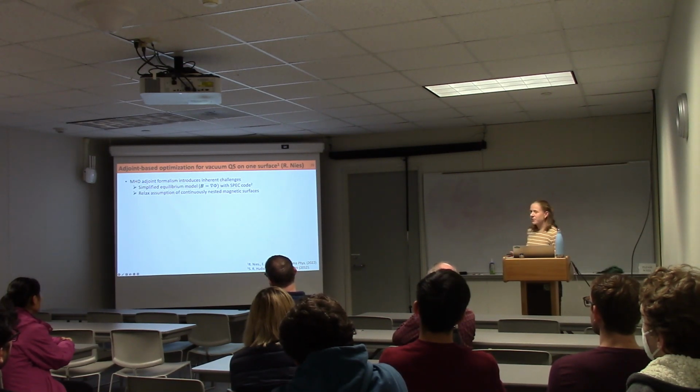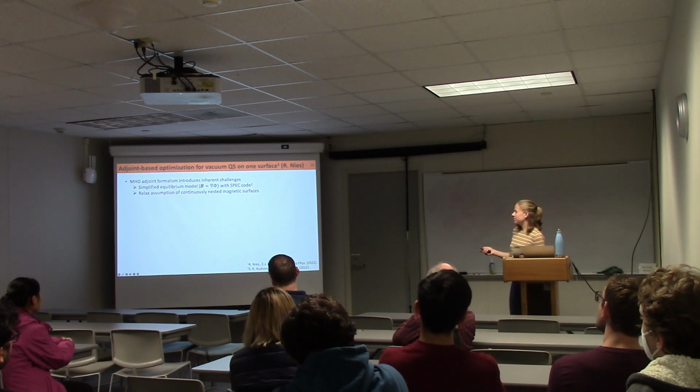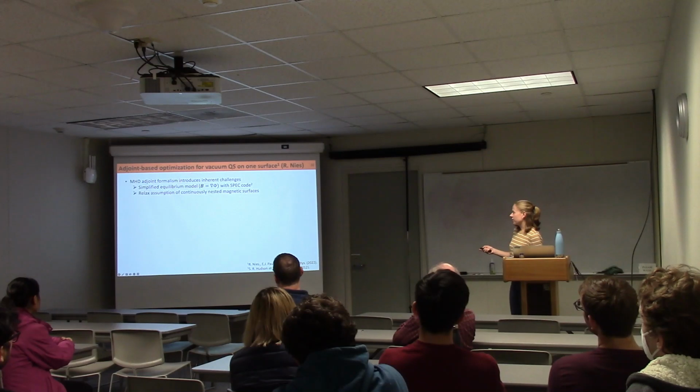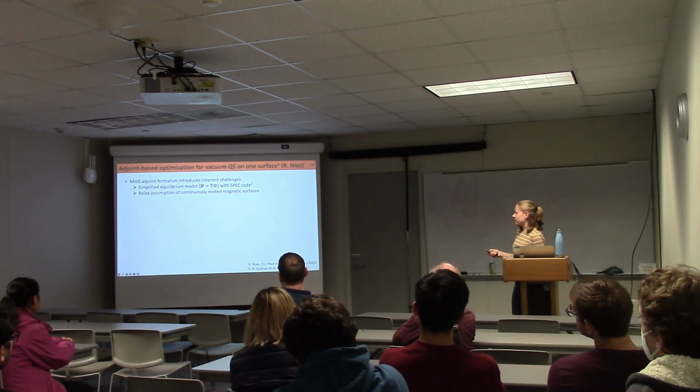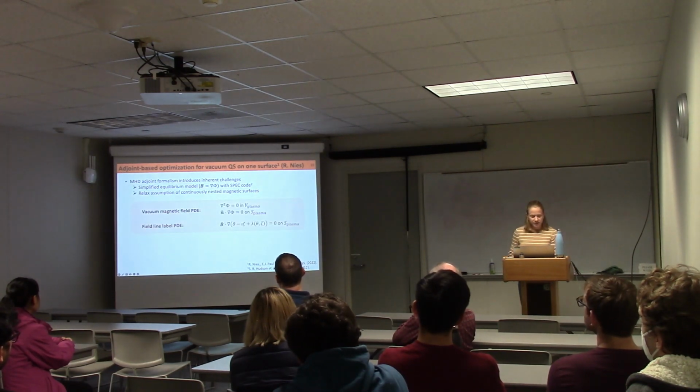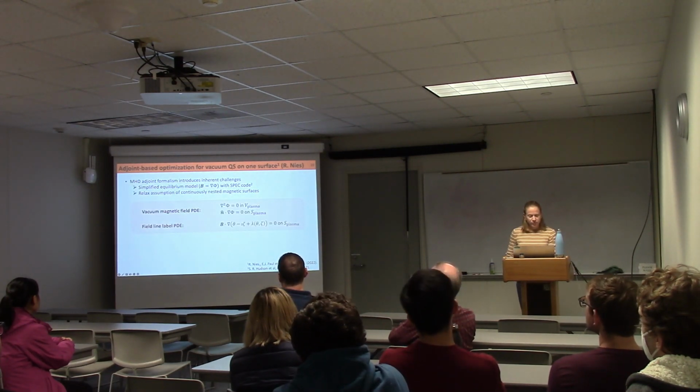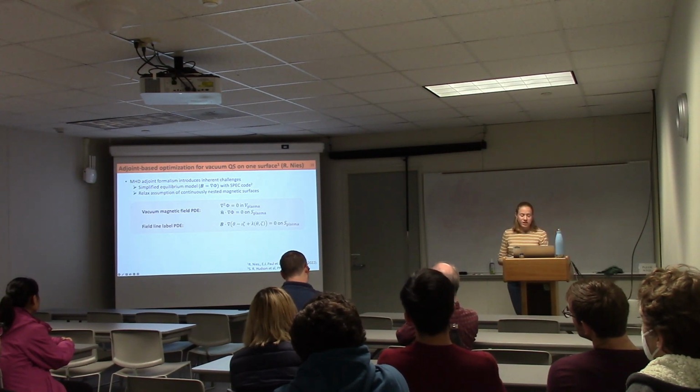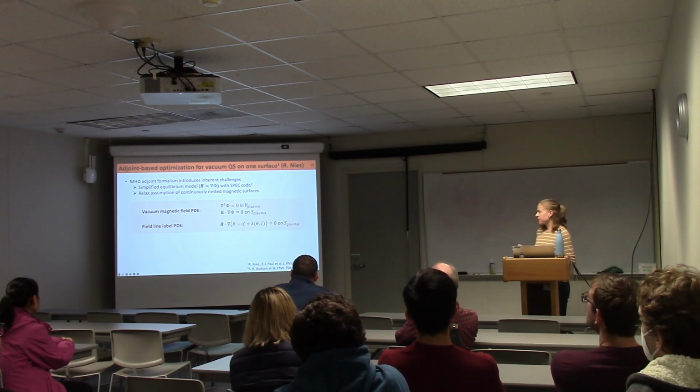And instead of solving the full nonlinear MHD equations, we're just solving the vacuum problem. So in a vacuum, you can write the magnetic field as the gradient of a scalar potential. And we've relaxed some assumptions that can lead to some problems with ideal MHD. And so we want to essentially be able to quantify quasi-symmetry on one surface in our domain.